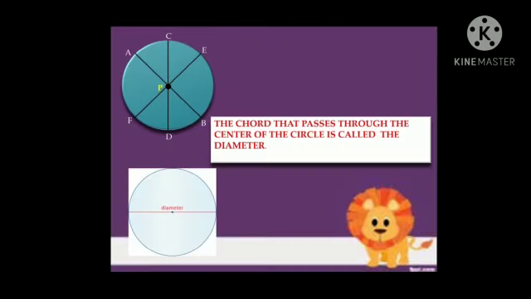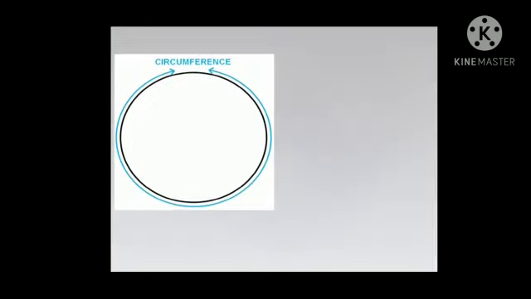A diameter: the chord that passes through the center of the circle is called the diameter. AB, EF and CD are the diameters in the given figure. So children, now we know what is the radius, what is the chord and what is the diameter, which we had already studied in previous standard. Let's see what is a circumference.